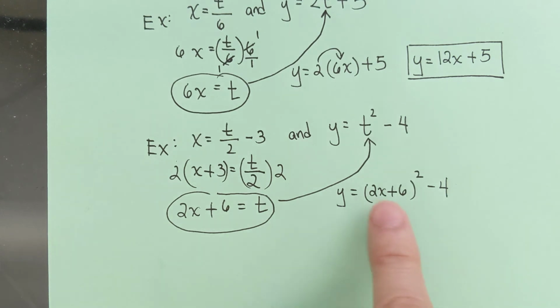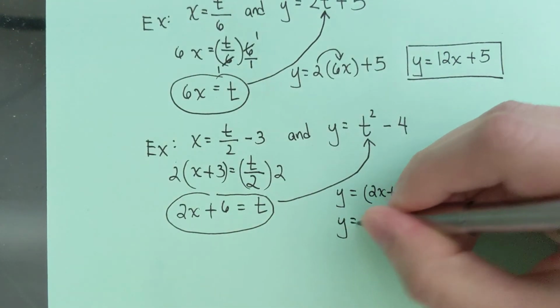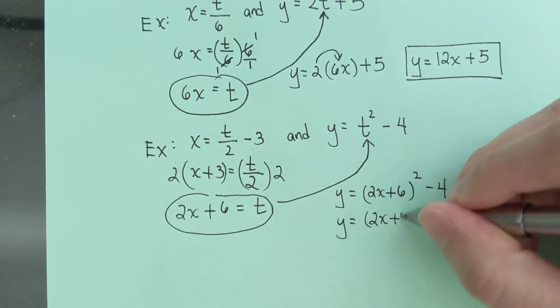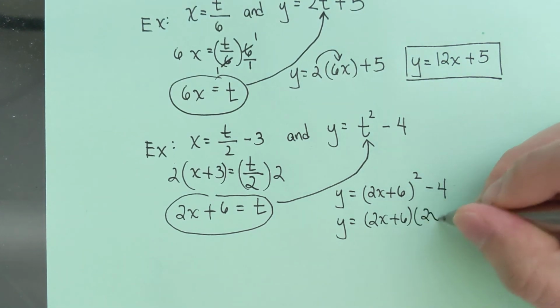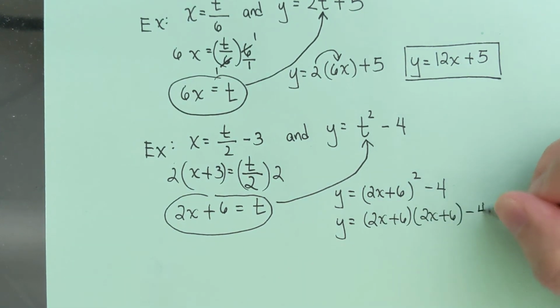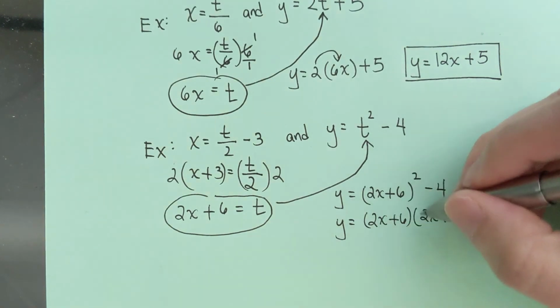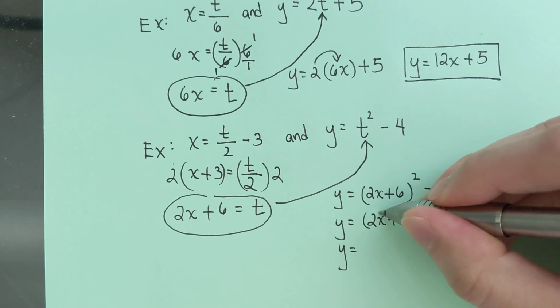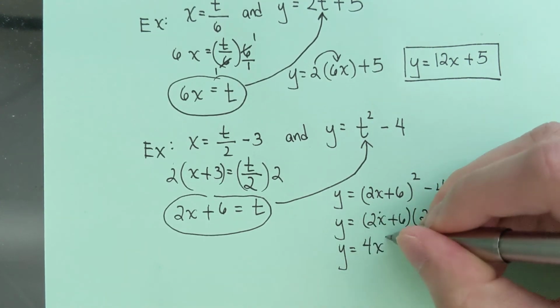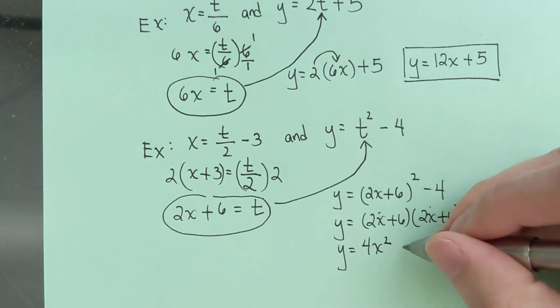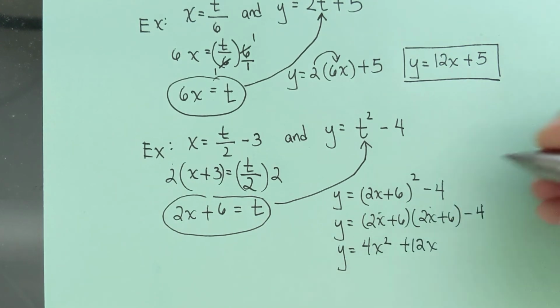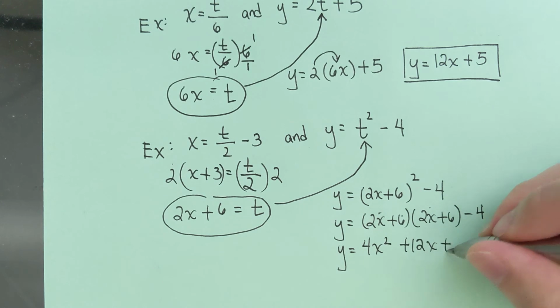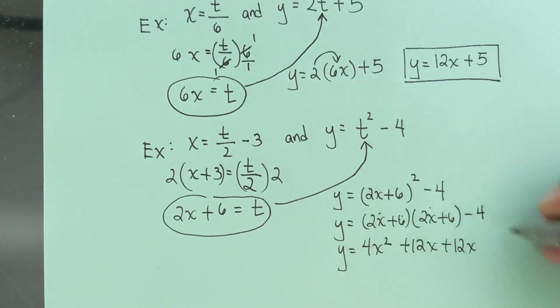And we are not done. To simplify this further, I have to square this, which means 2x plus 6 times another 2x plus 6. We have to do our FOIL. 2x times 2x is 4x squared. 2x times 6 is positive 12x. 6 times 2x is another positive 12x. And 6 times 6 is positive 36. And do not forget that minus 4 is still there.